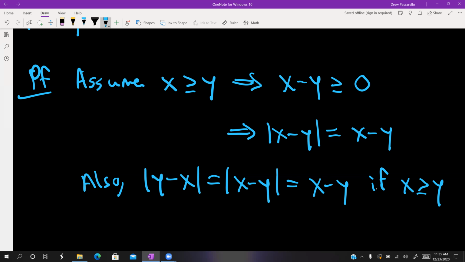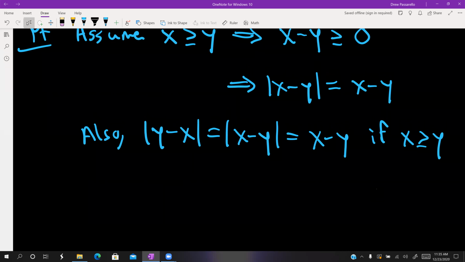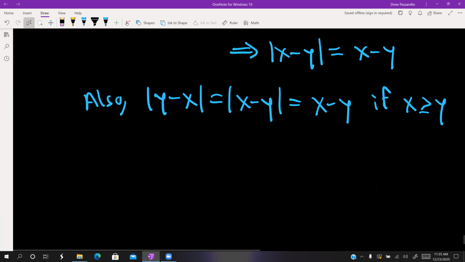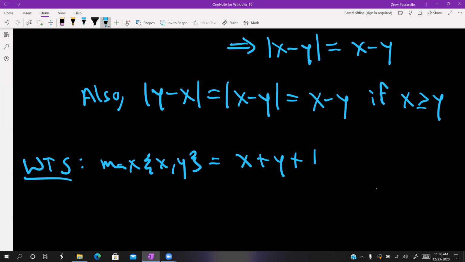All right, so I figured I'd go ahead and note that. So now, that's just some factual information. Now the proof. So we wish to show, WTS, that the max of x and y is equal to x plus y plus the absolute value of y minus x, divided by 2.